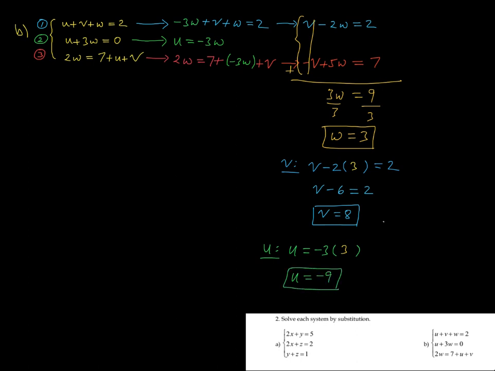All right. So then again, we'll just put that all together as an ordered triple. So u is negative 9. v is equal to 8. And then w is equal to 3. And that will do it.